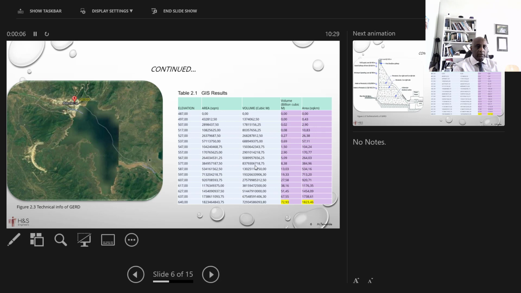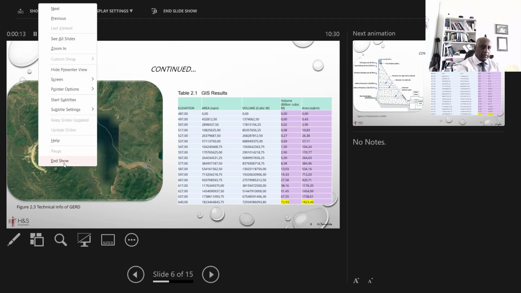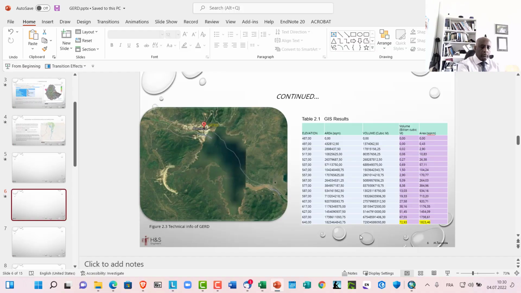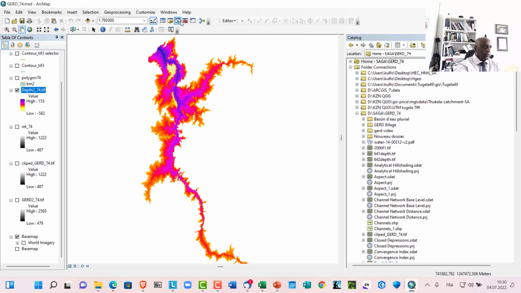I forgot to tell you about the plugin. Okay, let me show you the plugin that I also used to calculate this. You can go to the plugin. It's in a tool menu, in ArcGIS, a tool menu or something like that.